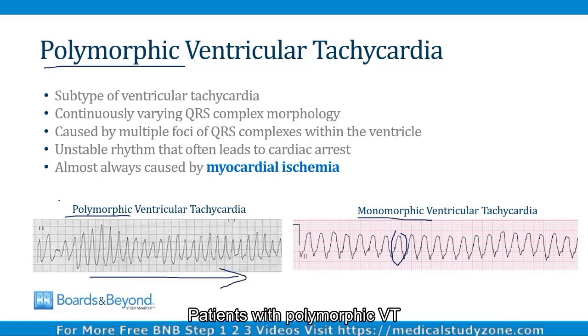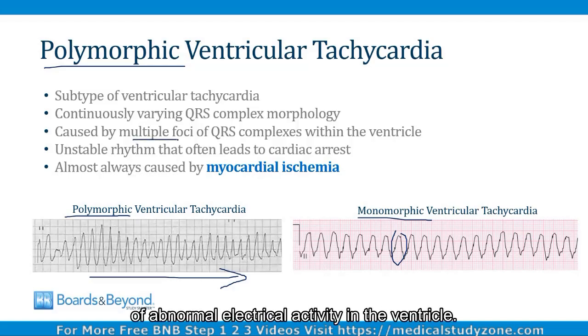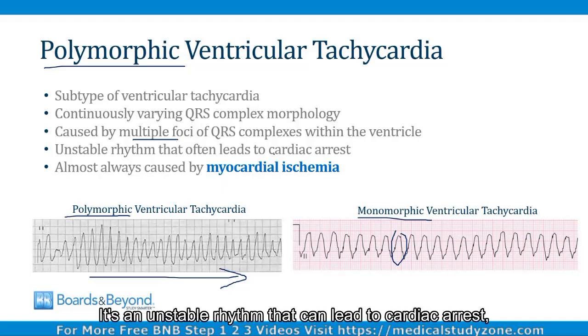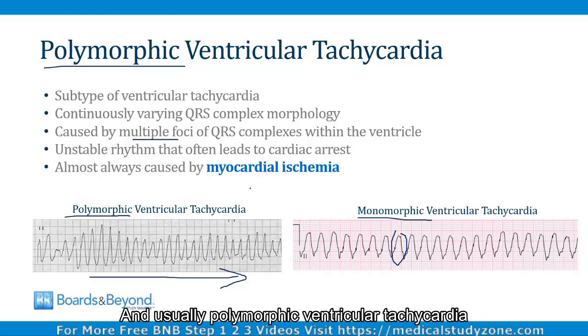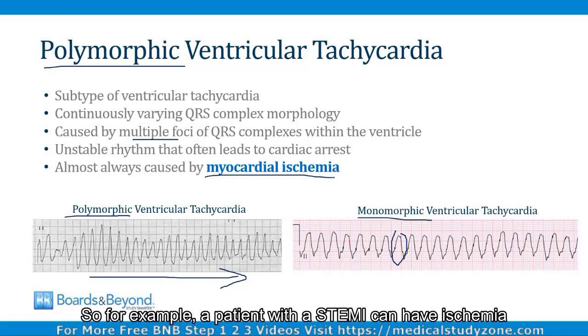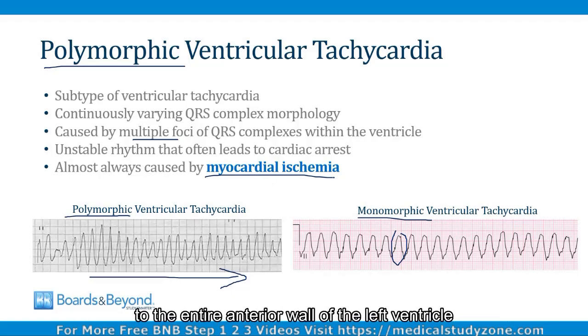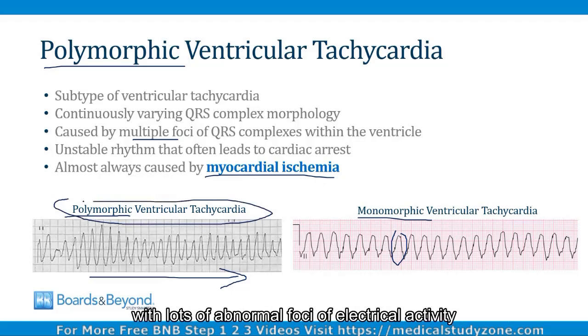Patients with polymorphic VT usually have multiple foci of abnormal electrical activity in the ventricle, and that's why all those multiple foci generate QRS complexes that change over time. It's an unstable rhythm that can lead to cardiac arrest, just like any form of ventricular tachycardia, and it's treated the same way as other forms of ventricular tachycardia. And usually polymorphic ventricular tachycardia occurs in patients who have myocardial ischemia. So for example, a patient with a STEMI can have ischemia to the entire anterior wall of the left ventricle. That often leads to polymorphic VT with lots of abnormal foci of electrical activity in the ventricle.